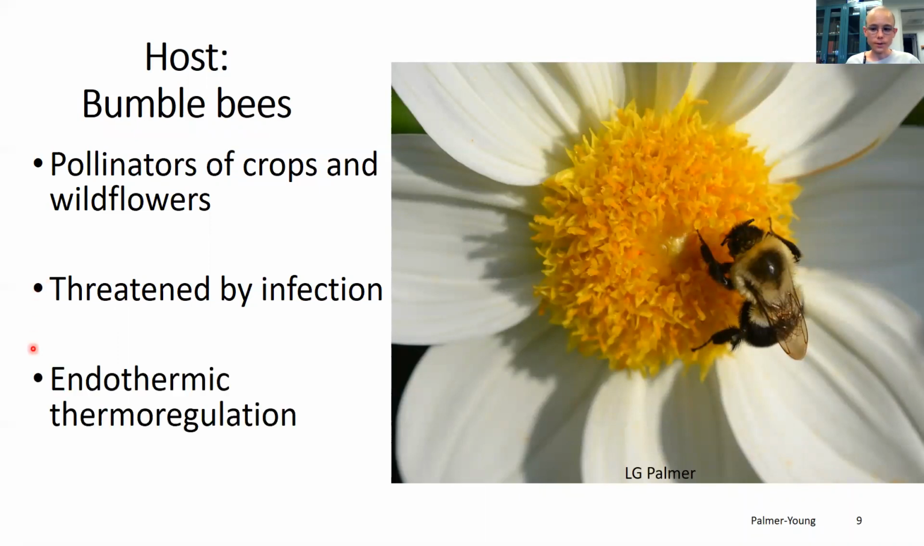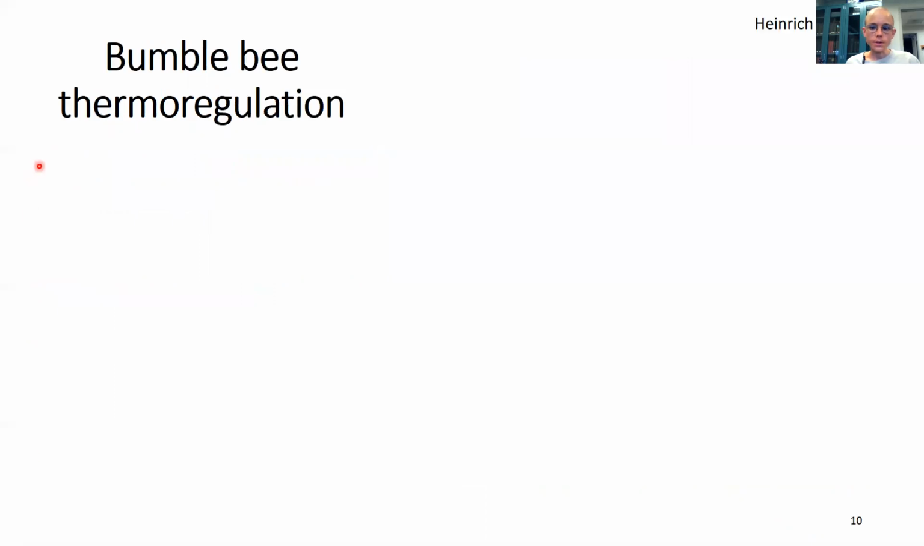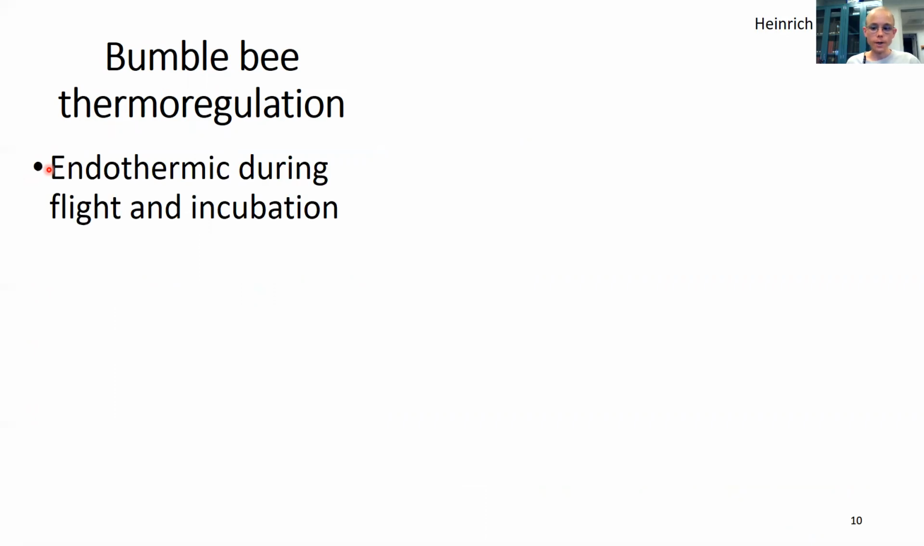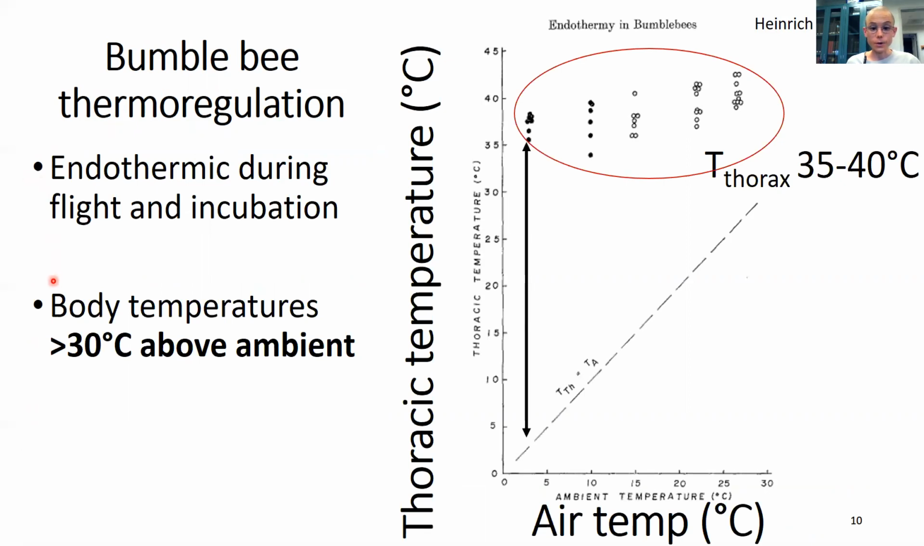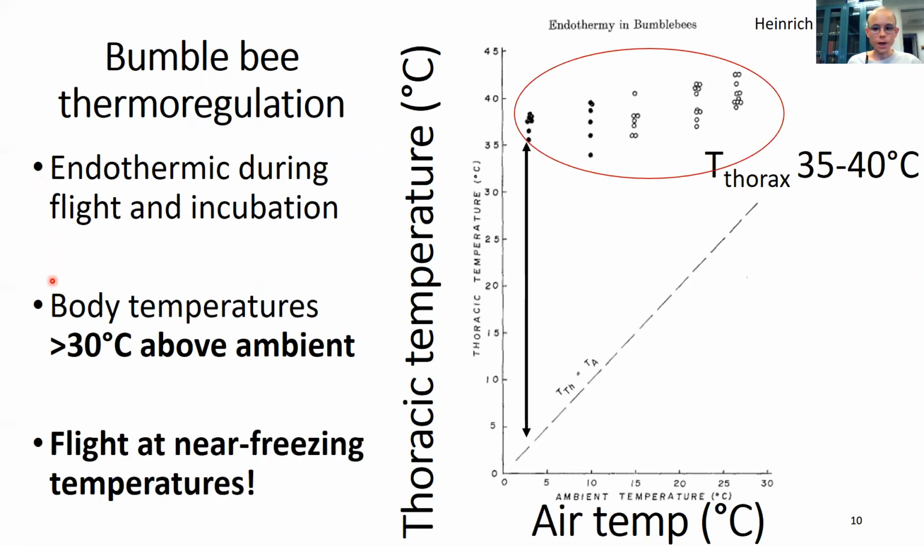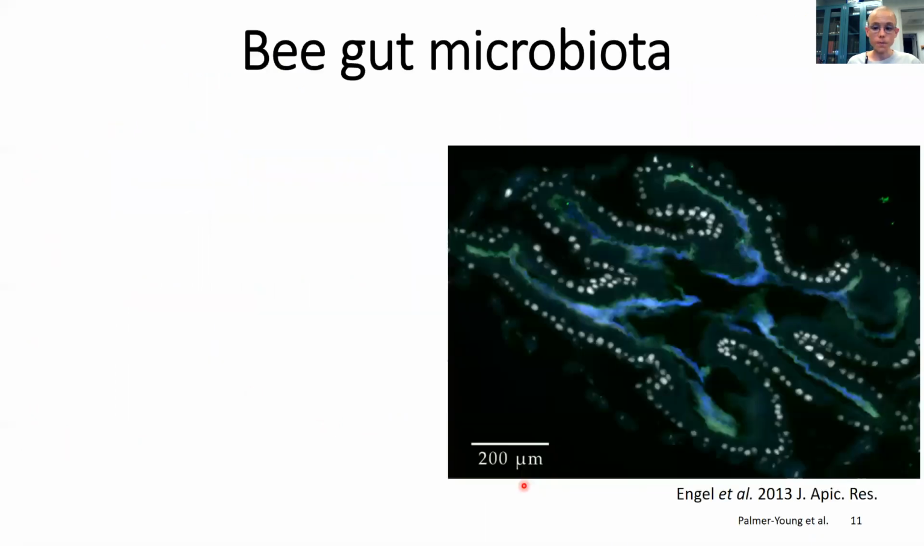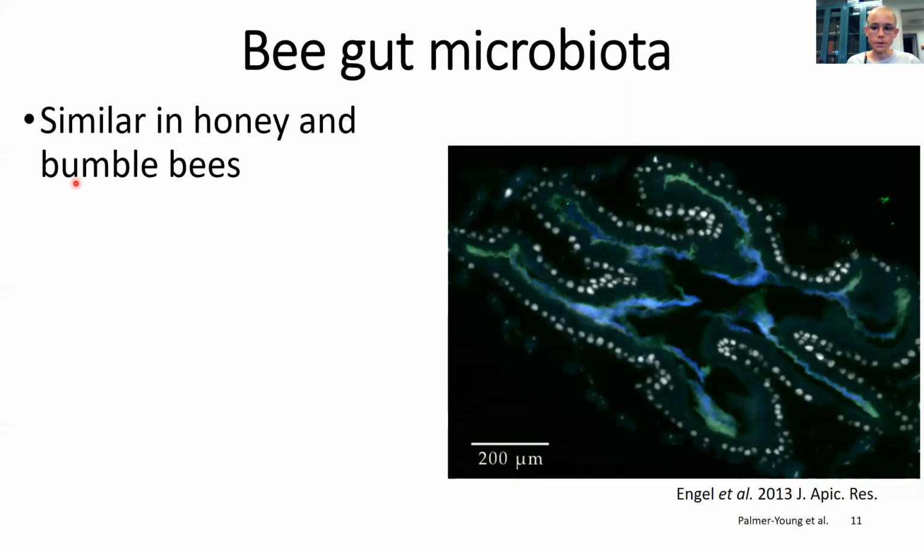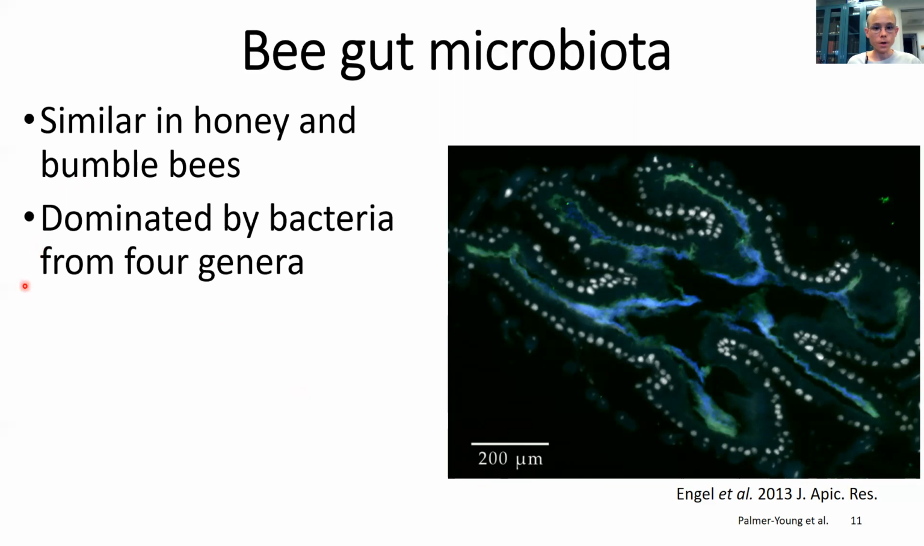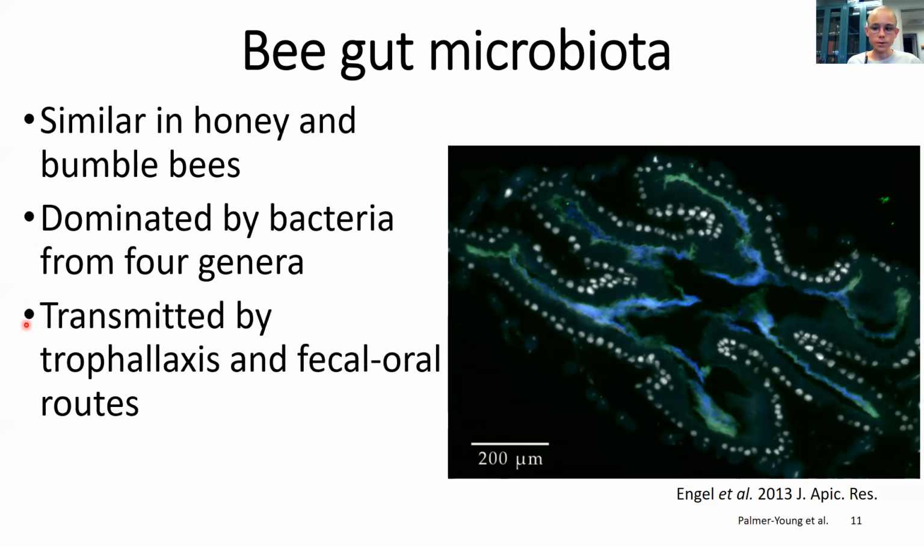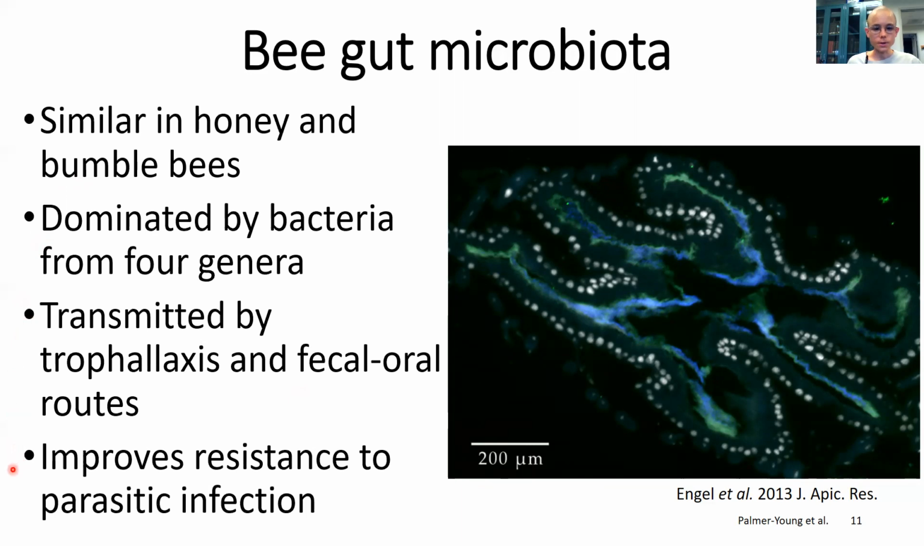Two factors that could support resistance of bees to infection are their thermoregulatory abilities and core gut microbiota. Bumblebees have remarkable thermoregulatory abilities for insects of their size. They are facultatively endothermic during flight and incubation, able to maintain body temperatures more than 30 degrees above ambient. This enables them to fly even at temperatures near freezing. Both bumble and honeybees harbor a core gut microbiota that is consistently dominated by bacteria from just 4 genera. These bacteria are acquired via social interactions in the colony and can enhance resistance to gut infection.